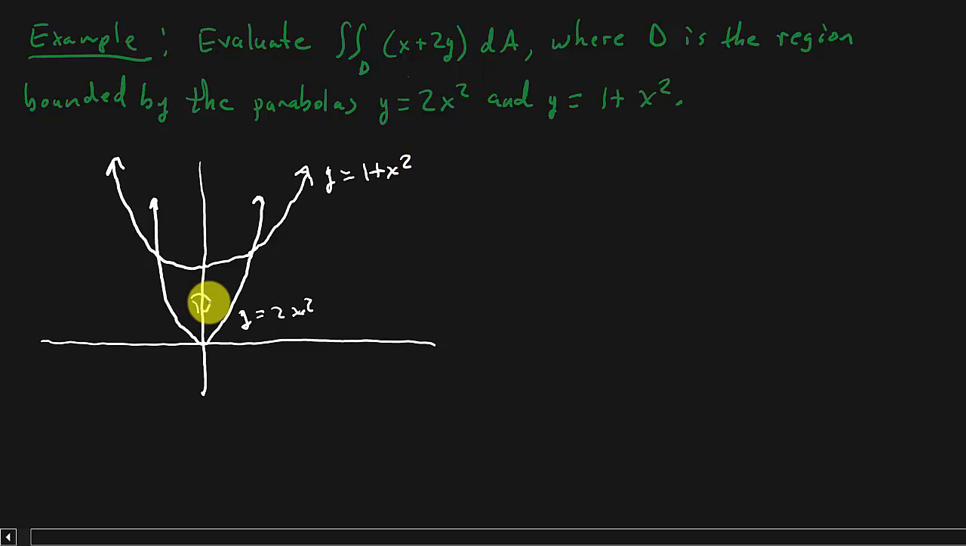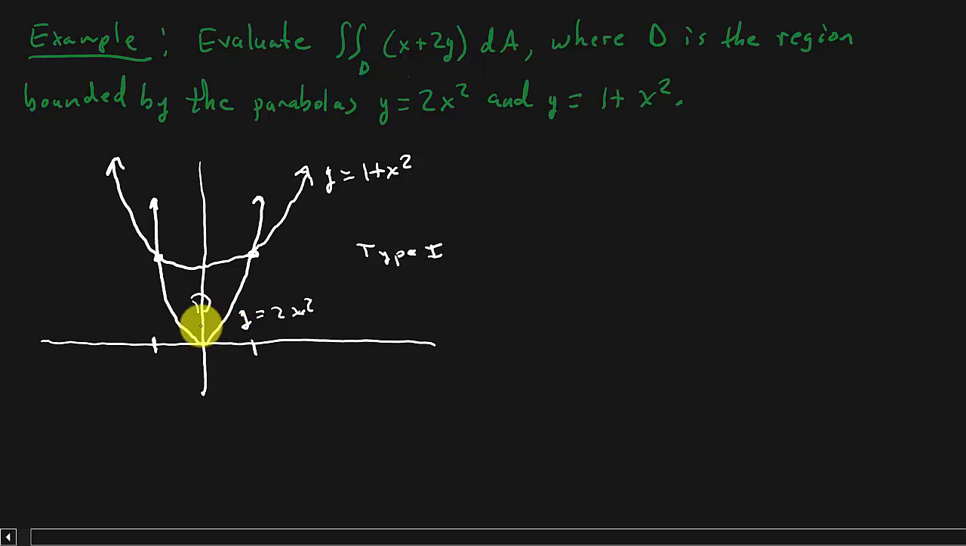All right, so hopefully you can see this would be a type 1 region, because just think about our x bounds. Okay, can you see that they're going to be from this x value to this x value? We're going to have to find where these two graphs intersect, and then look at the bounds on your y. Can you see it's going to be this function and this function? All right.